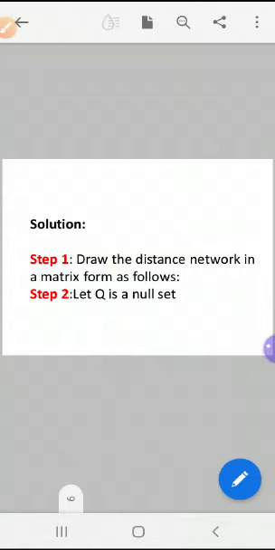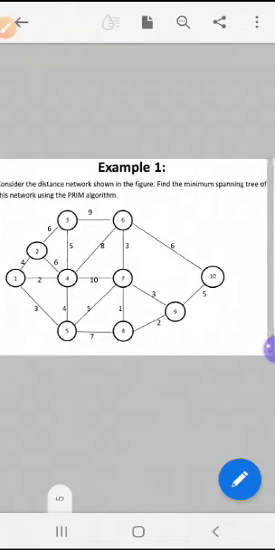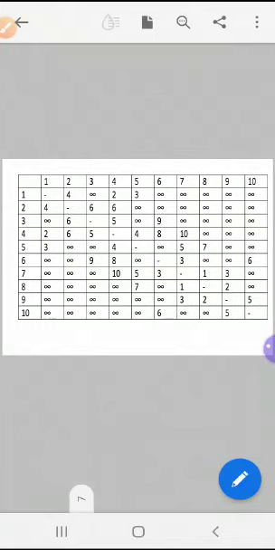First we have to draw the distance network in a matrix form. So this is the matrix form. Write 1 to 10 along the row and 1 to 10 along the column, and fill all the cells using this network. Here look at the nodes 1 and 2. The distance between 1 and 2 is 4. So the distance between 2 and 1 is also 4. So mark that 4 in the cell corresponding to first row and second column, and also second row and first column, because it is a distance. So distance from 1 to 2 is equal to distance from 2 to 1.